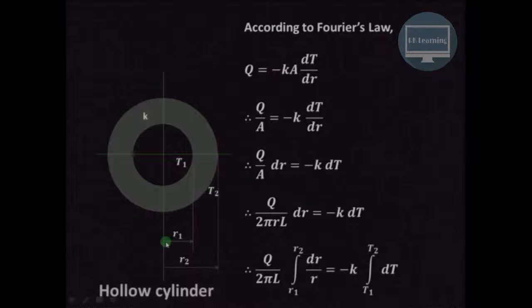Now, as we have seen earlier, the boundary condition is that at r equal to R1, temperature is T1, and at r equal to R2, temperature is T2. So we are integrating this term, dr upon r and dT, from R1 to R2 and T1 to T2 respectively. Now we know that the integration of 1 upon r is log r, the limits are from R1 to R2. Integration of dT is T, the limits are from T1 to T2.